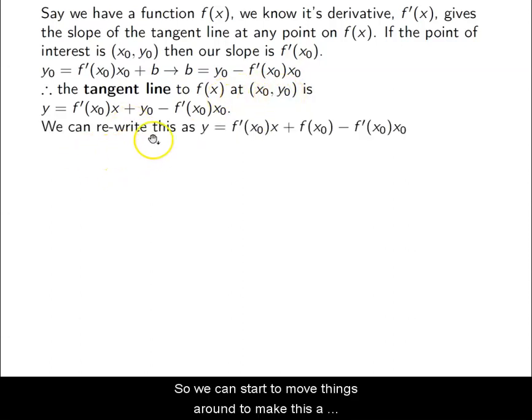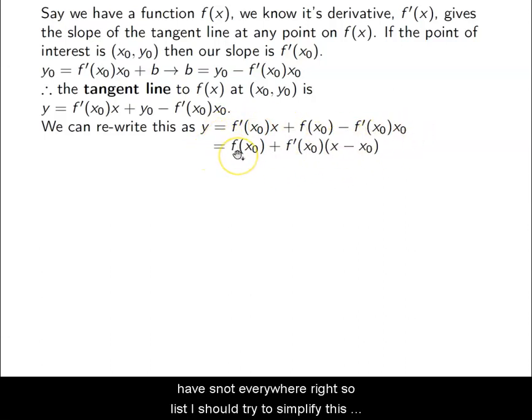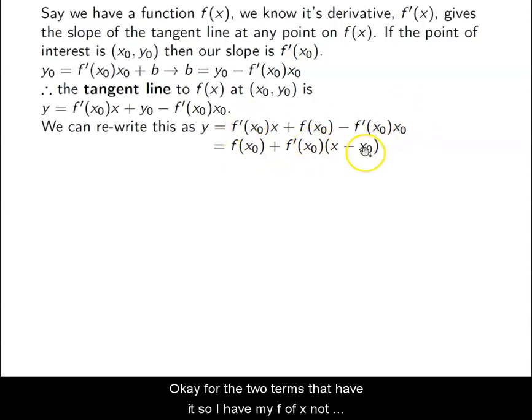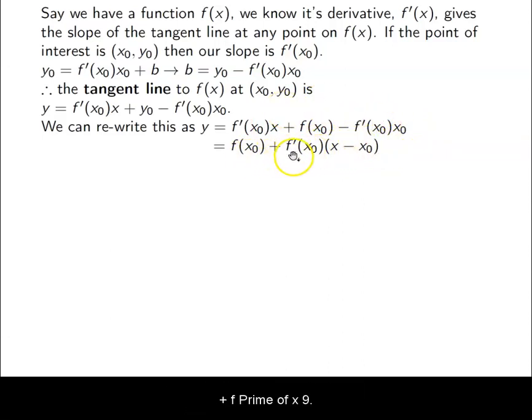So we can start to move things around to make this a little bit easier to look at, because there's a couple of things in common here. For instance, I have two f prime of x naughts. There's x naughts everywhere. So let's start to try to simplify this. So we will factor out this f prime for the two terms that have it. So I have my f of x naught plus f prime of x naught, x minus x naught.